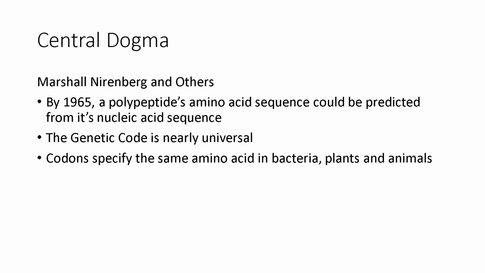By 1965, scientists like Marshall Nirenberg had cracked the genetic code. They showed that the sequence of nucleotides in RNA could predict the sequence of amino acids in a protein. The code is nearly universal. From bacteria to humans, most organisms use the same codon system. This universality underscores the shared evolutionary heritage of all life.